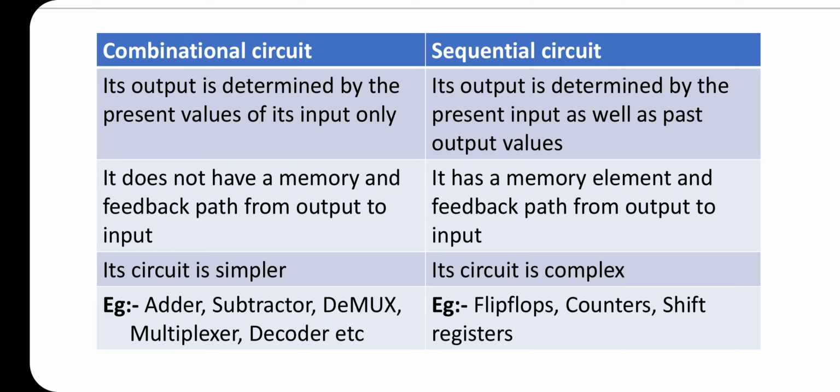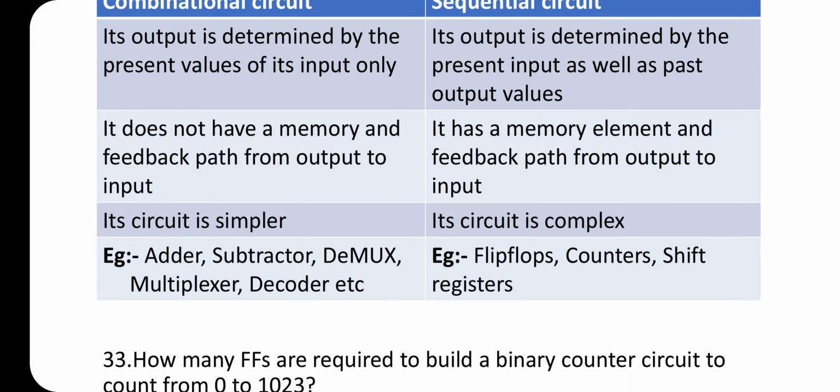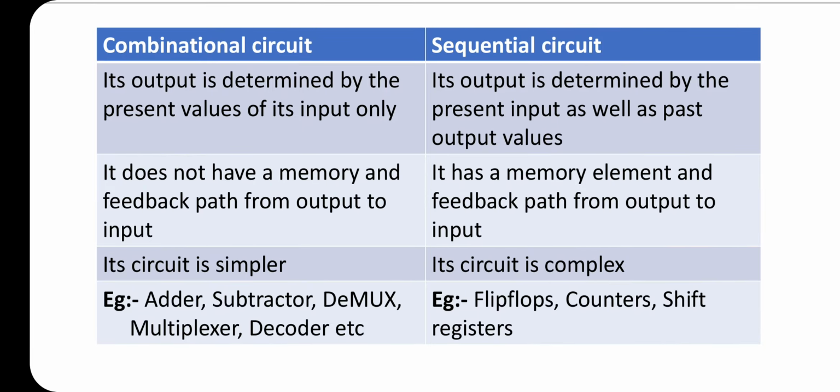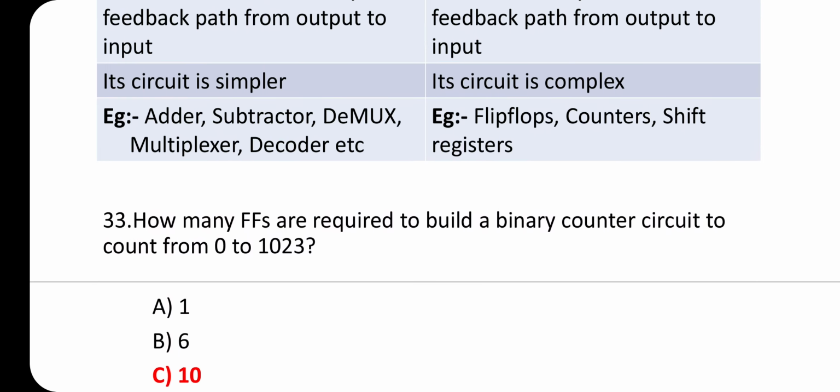Difference between combinational circuit and sequential circuit. Combinational circuit: its output is determined by the present value of its input only. Sequential circuit: its output is determined by the present input as well as past output values. A combinational circuit does not have a memory and a feedback path from output to input. A sequential circuit has a memory element and a feedback path from output to input. A combinational circuit is simpler; a sequential circuit is complex. Examples of combinational circuits are adder, subtractor, demux, multiplexer, decoder, etc. Examples of sequential circuits are flip-flops, counters, shift registers.